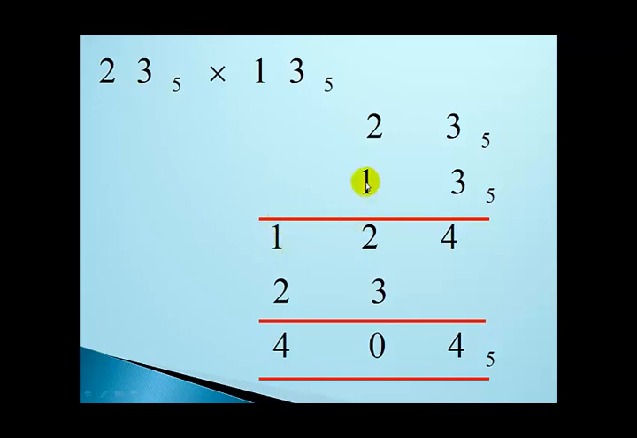Now 1 times 3 is equal to 3, because it's not up to the base. So you write the 3. 1 times 2 is equal to 2, because it's not up to the base. You write the number 2.